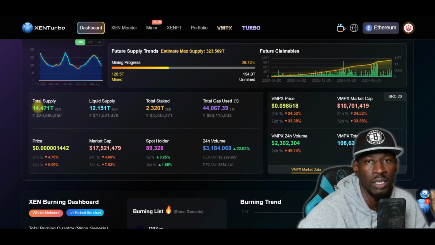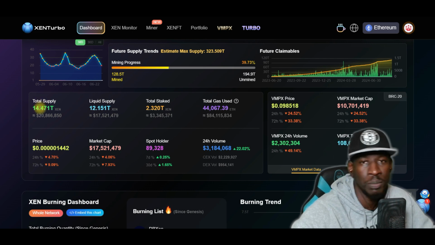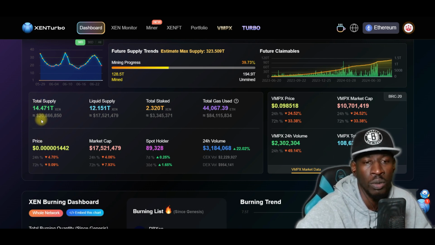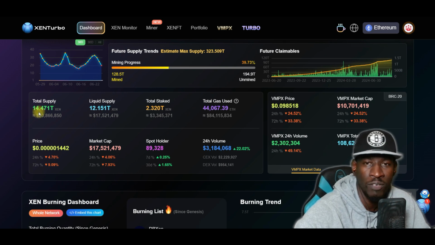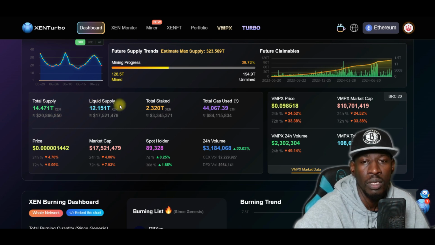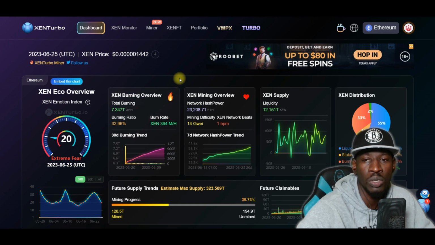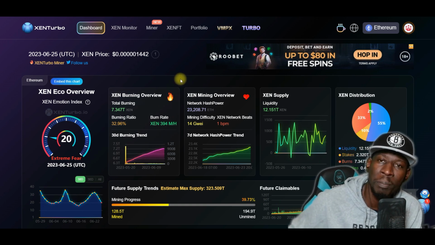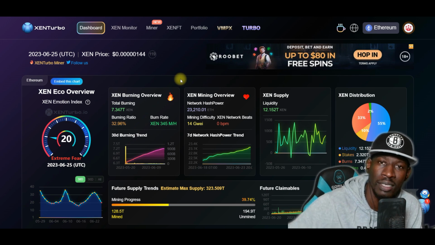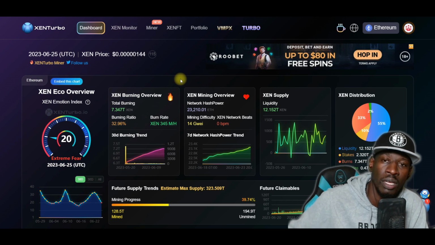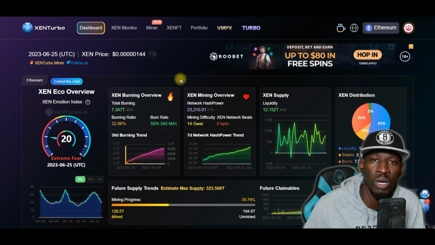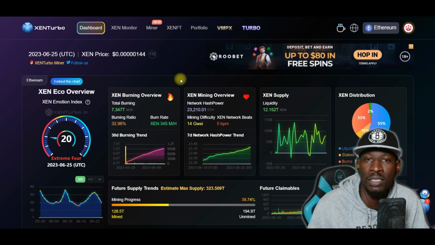Now, let's get into what's been going on with Xen. Obviously, you can see the supply has skyrocketed since the mayhem that's been going on back and forth and whatnot. Total supply is now 14.4 trillion because people are minting again, and the burns have slowed down significantly. And I truly hope that this VMPX stuff didn't mask the momentum that Xen had, but maybe it's for the greater good of everybody. We don't know, bro, where this is gonna head.